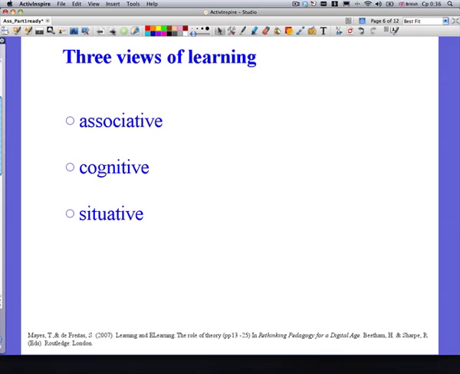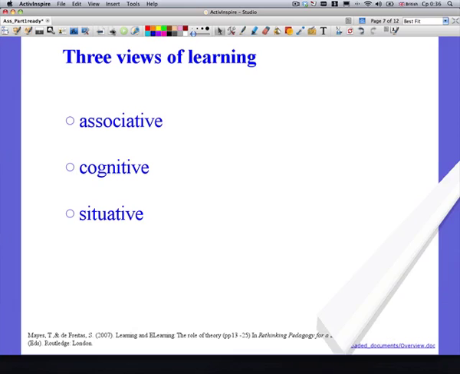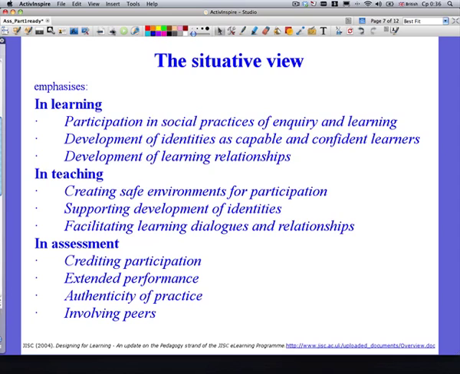And although all 3 of these views are not mutually exclusive, each implies a different set of priorities for learning and teaching practice. A Joint Information Systems Committee article offers the following set for the situated view. And for example, in terms of assessment, I think I'll blend it with the cognitive view priorities, as my first group prefers individual work rather than group work.